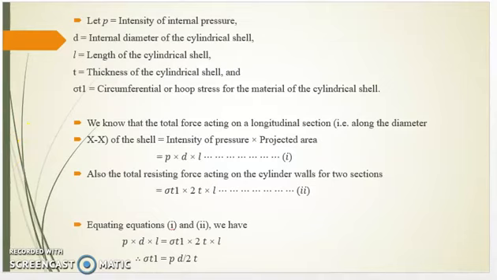Let P be the internal pressure, D the internal diameter of the cylindrical shell, L the length of the cylindrical shell, t the thickness of the cylindrical shell, and sigma t1 the circumferential or hoop stress for the material of the cylindrical shell. Therefore, total force acting on the longitudinal section is equal to intensity of pressure into projected area, that is P into D into L, equation 1. Total resisting force acting on the cylinder walls for two sections is equal to sigma t1 into 2t into L, equation 2. By equating equations 1 and 2, we get sigma t1 equal to PD upon 2t.